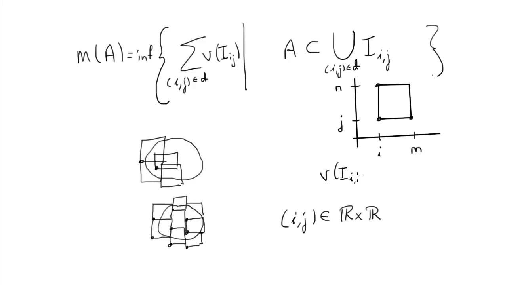V of ij we'll define then in the natural way. Base times height, where I is a closed rectangle. Whether it's open or closed doesn't really matter all that much. It's just easier if it's closed. This is the definition of Lebesgue outer measure, which will lead to Lebesgue measure.